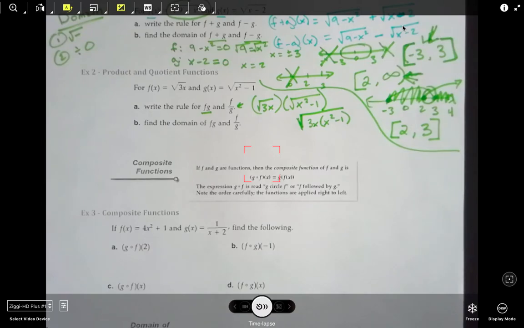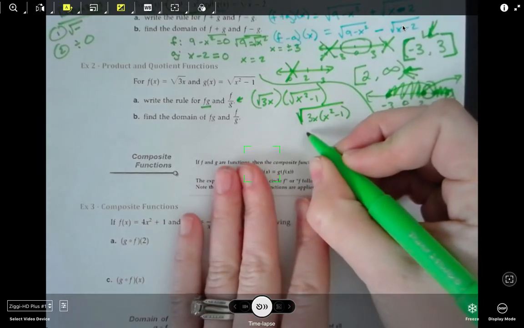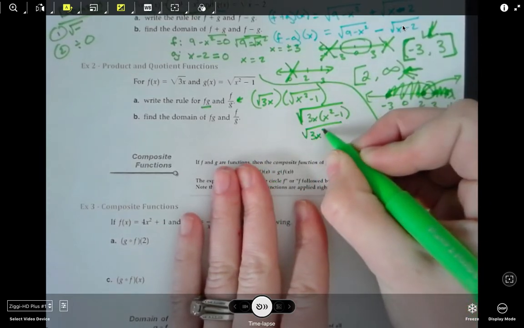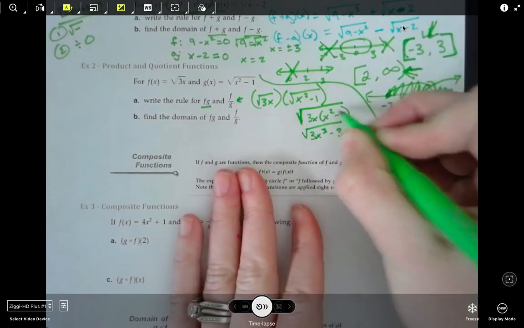Let's see, we can distribute. Let's see, I'm looking at the book right here. Let's see if they distribute or if they just leave it. Hold on just a second. No, they went ahead and distributed. Yuck. Okay, so they did the square root of 3x to the third power minus 3x. They distributed that 3x through.